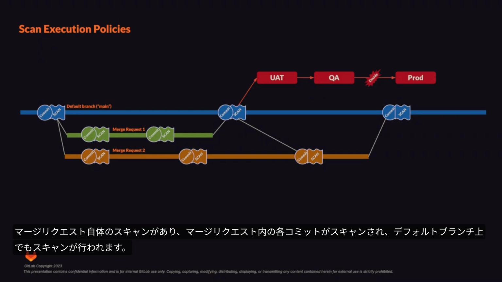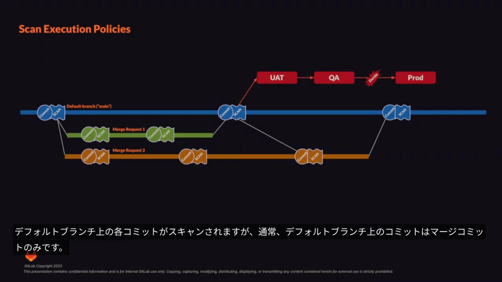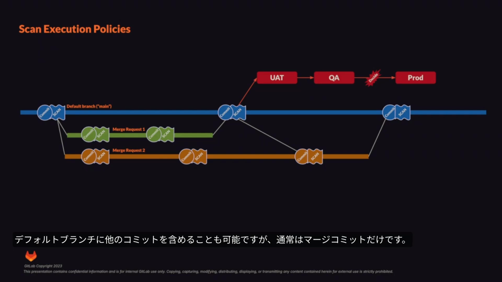There's the scanning in the merge requests themselves. So every commit in the merge request is scanned, and the scans on the default branch. Every commit on the default branch is scanned. Typically, these commits on the default branch are only merge commits. It is possible to have other commits on the default branch, but typically these are merge commits.